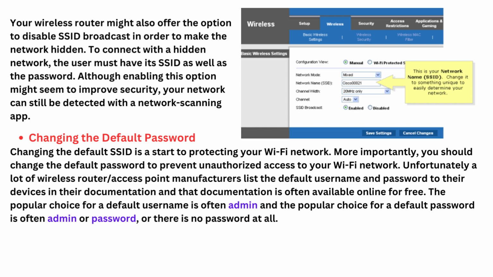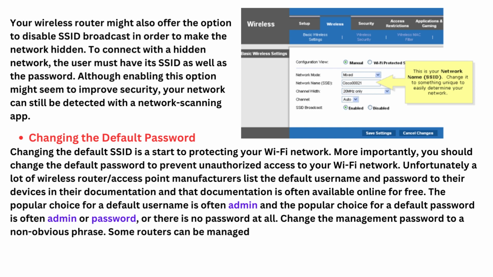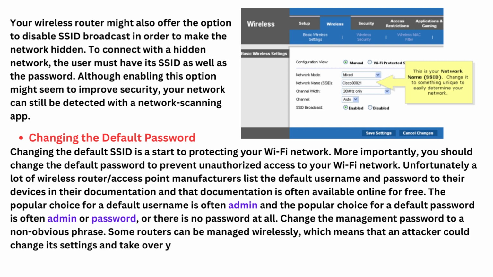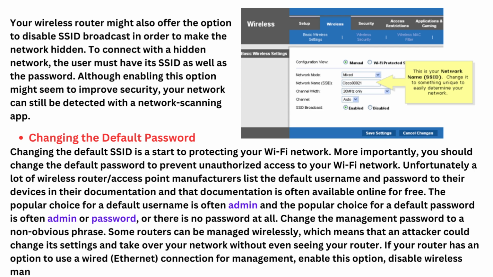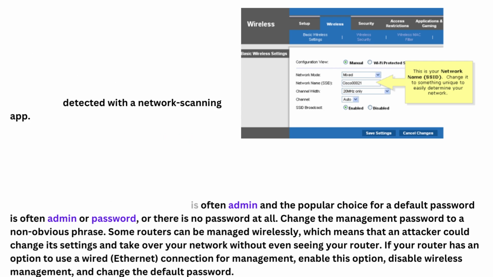The popular choice for a default username is often admin, and the popular choice for a default password is often admin or password, or there is no password at all. Change the management password to a non-obvious phrase. Some routers can be managed wirelessly, which means that an attacker could change its settings and take over your network without even seeing your router. If your router has an option to use a wired Ethernet connection for management, enable this option, disable wireless management, and change the default password.